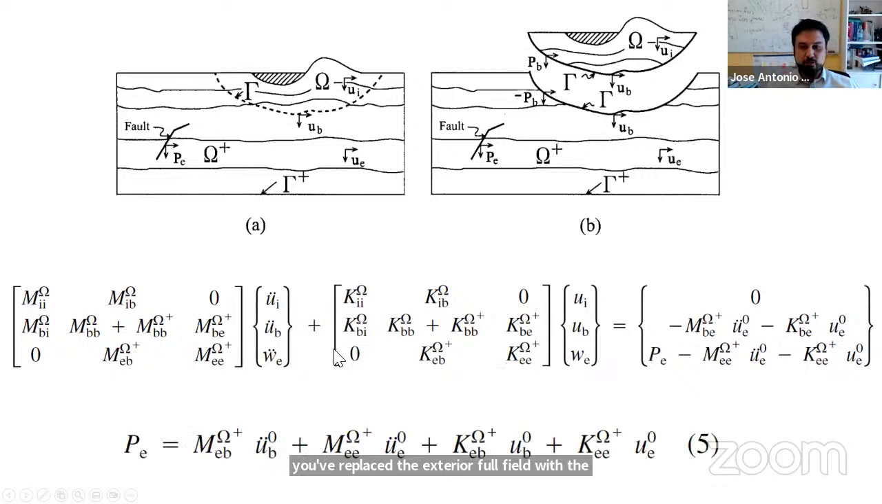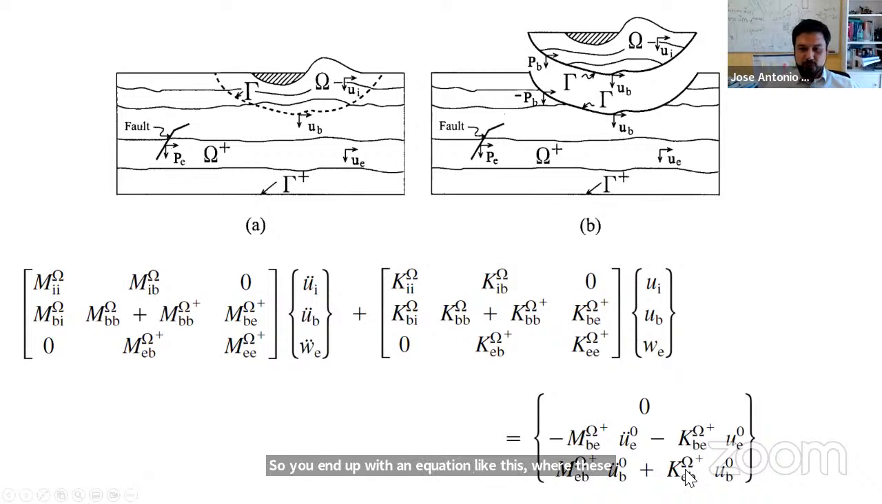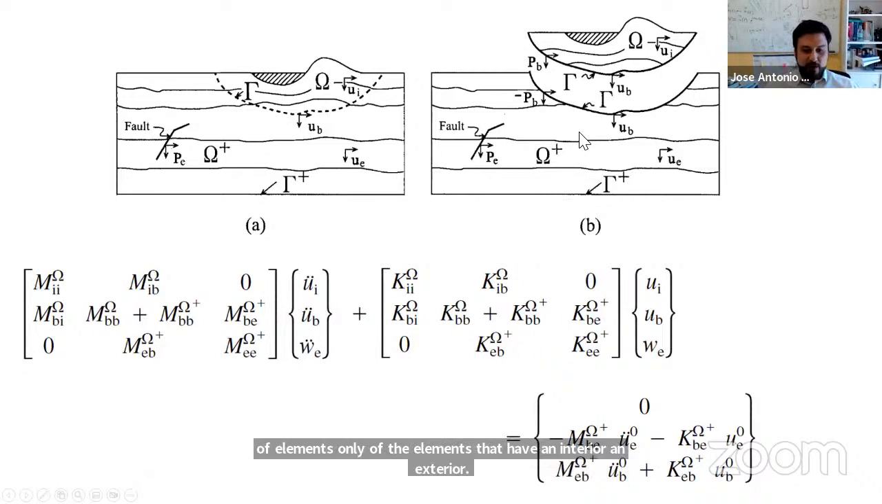And then you realize that if you add the traction forces that you had considered previously, then these terms cancel out. And that's the genius part, because these matrices E sub E, with a double E subscript, are the full matrices of the exterior domain, whereas the ones that have E and B pertain to those elements that only belong to the boundary. So you end up with an equation like this, where these matrices correspond to one layer of elements, only of the elements that have an exterior node, an E node, and a boundary node, a B node.